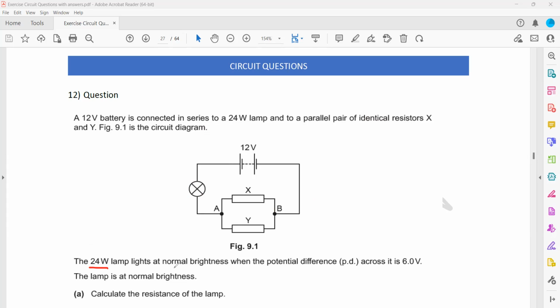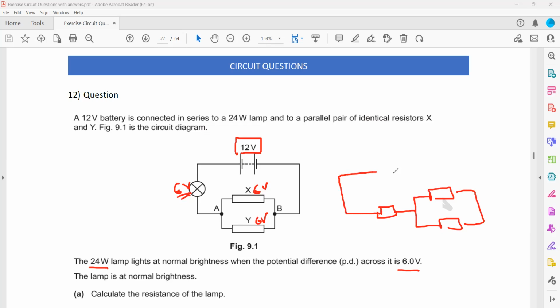So in the question, a 24-watt lamp at normal brightness has a potential of 6. So if this has 6 volt, how much voltage will be there? The remaining: total is 12 and 6 is across the lamp. So 6 here and 6 here. Why? Because this circuit is a combination of series and parallel. So it's like two resistors connected in parallel, and there's another resistor before them, or it can be after, it does not make a difference to the result. So if it's a 12 volt supply, and we say it's 6 volts here, the remaining voltage will be 6 volts and 6 volts across both of them as they're in parallel.